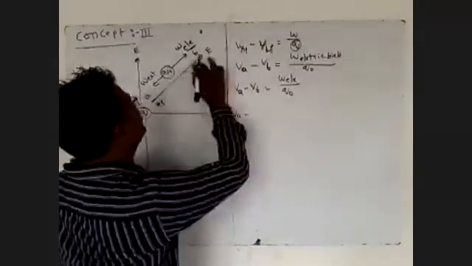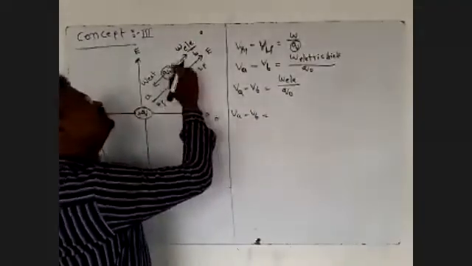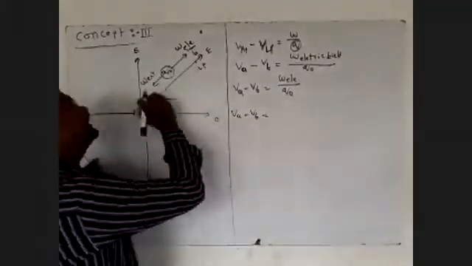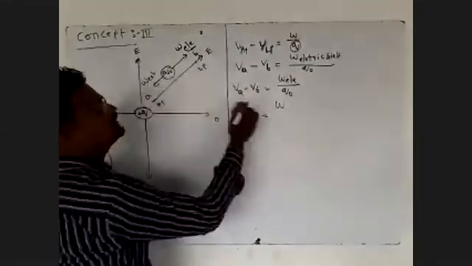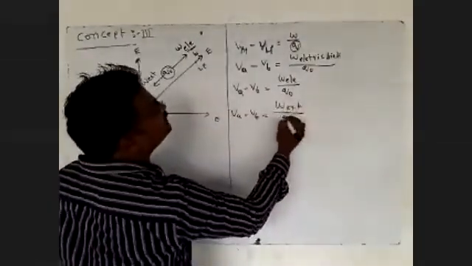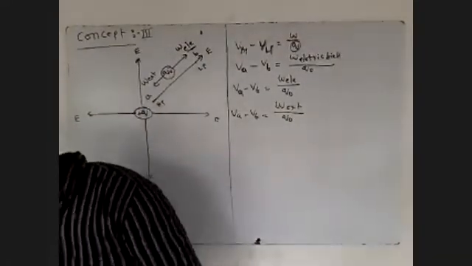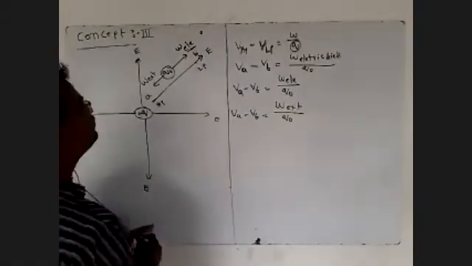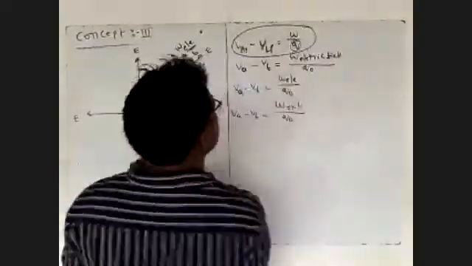This is a high potential. This is a lower potential. And this is Q naught, moving from B to A. So that is work done by the external force on Q naught. This is a general formula.